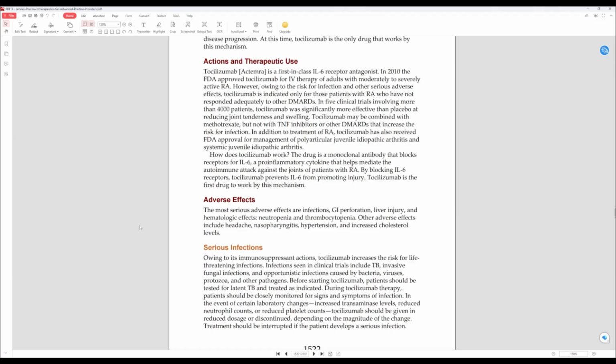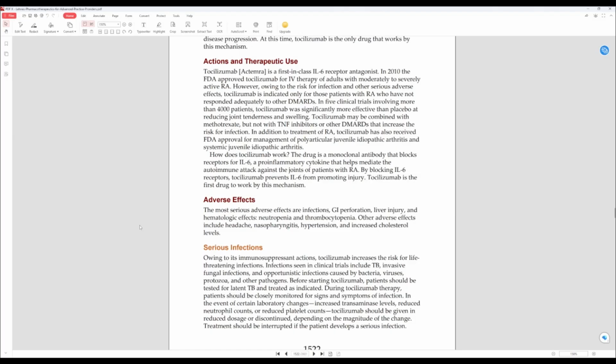In 5 different clinical trials involving more than 4,000 patients, tocilizumab was significantly more effective than a placebo at reducing joint tenderness and swelling. Tocilizumab may be combined with methotrexate, but not with TNF inhibitors or other DMARDs that increase the risk for infection. In addition to the treatment of RA, it has FDA approval for the management of polyarticular juvenile idiopathic arthritis and systemic juvenile idiopathic arthritis.